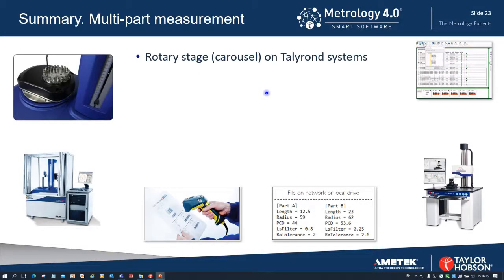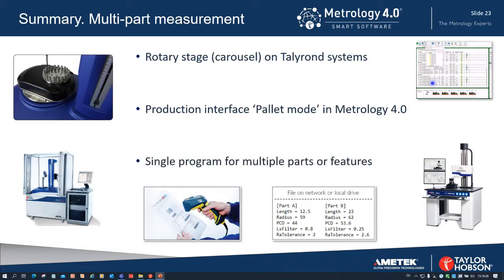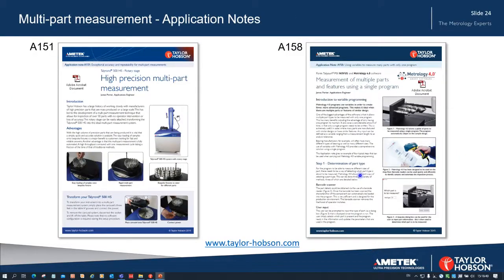So in summary, we've looked at the rotary stage or the carousel on Talyrond systems. We've looked at the production interface in Metrology 4.0 software. And finally, we had a look just now at a single program that can be used to measure multiple parts or features. For the rotary stage and for the measurement of multiple parts using a single program, there are application notes for each of those, A151 and A158.